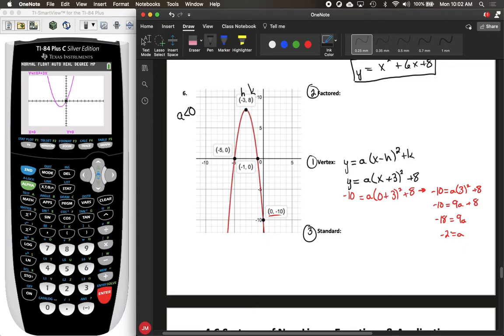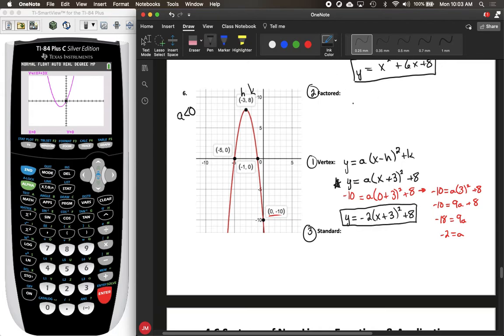Also, 2 is greater than 1, so that would mean that this should be a vertical stretch, and that does in fact look like what's happened. The graph does look narrow, so a vertical stretch does make sense. So now let's take this equation where we had almost everything already. Go ahead and plug in our a value. Everything else stays the same, and here is our vertex form.